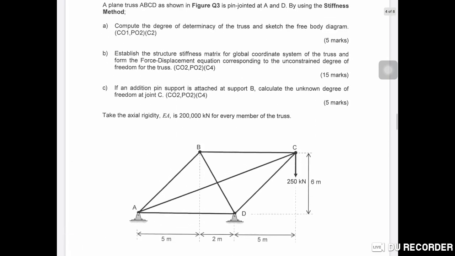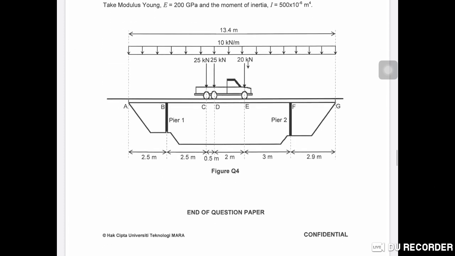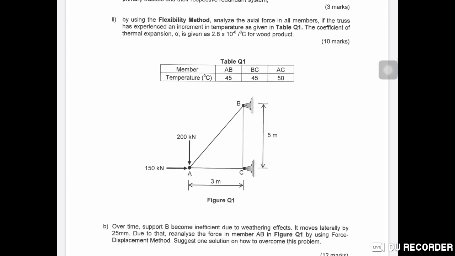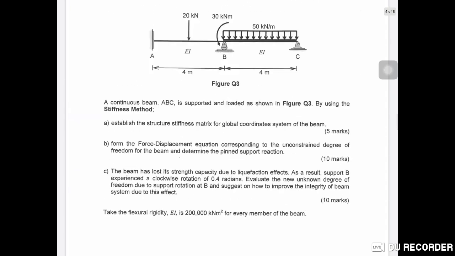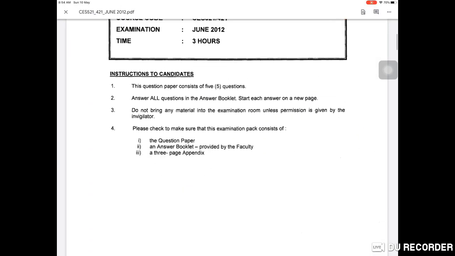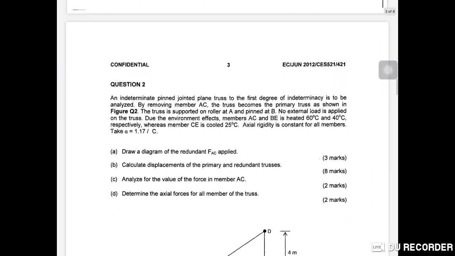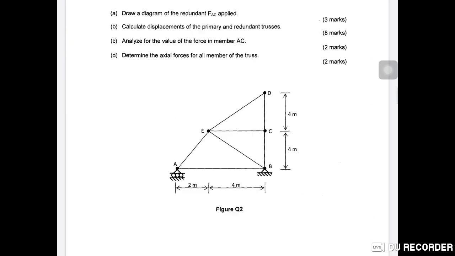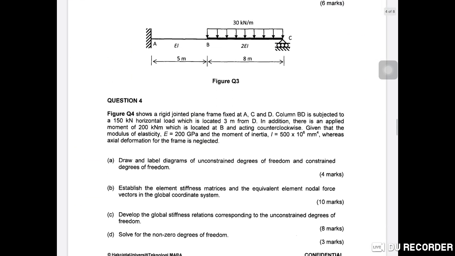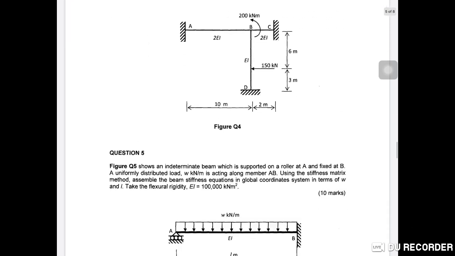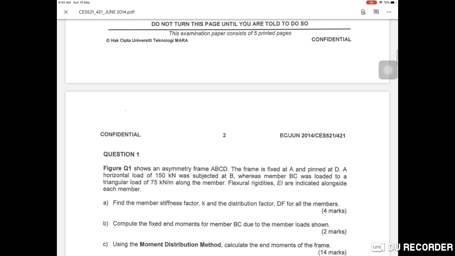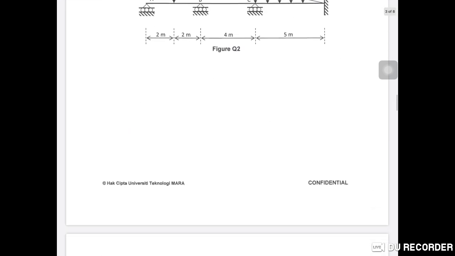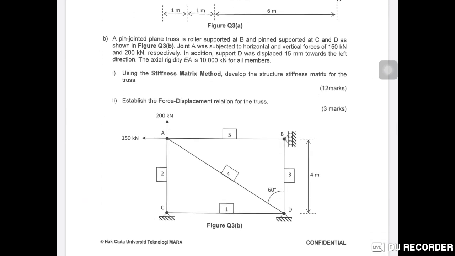Okay, I want to find the truss question. Not this one. This is flexibility. Not this one. Okay, this truss is for flexibility method. This is frame stiffness method. Stiffness method for truss.